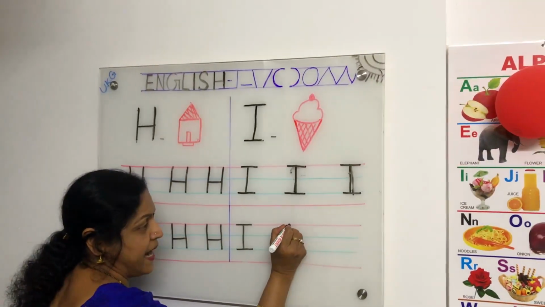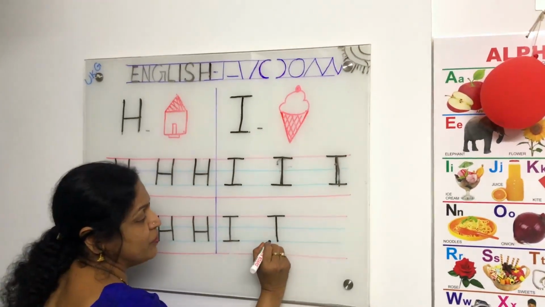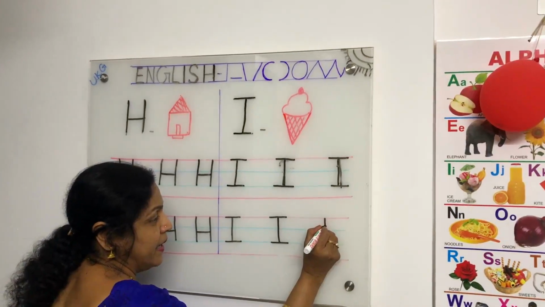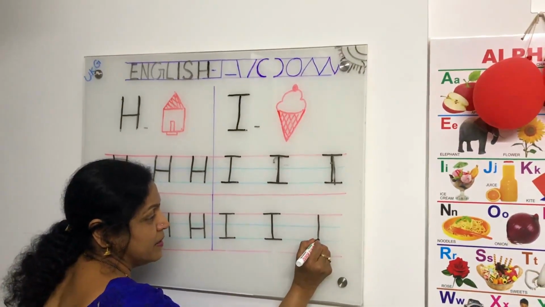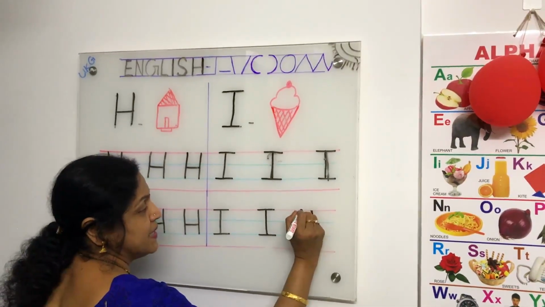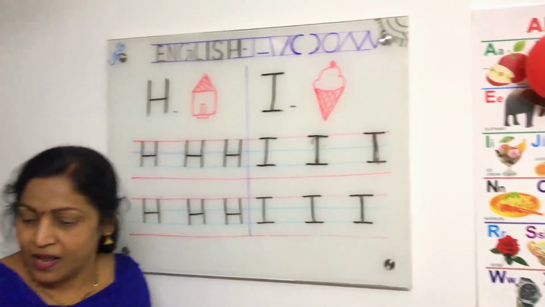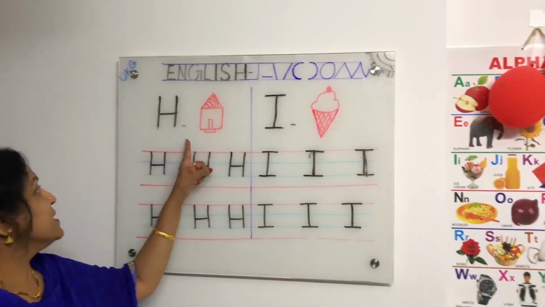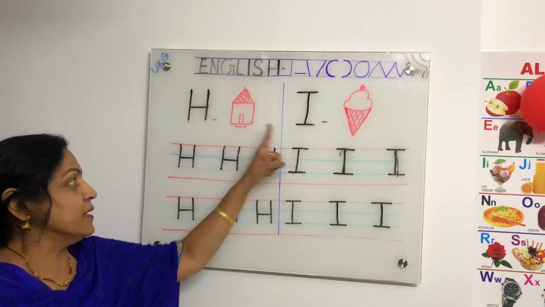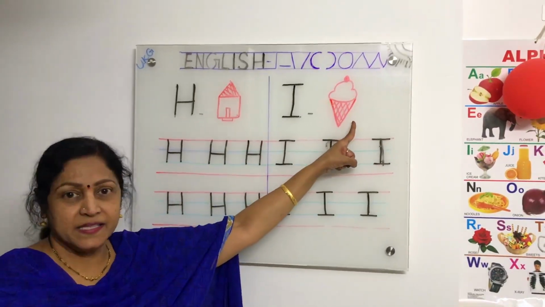Okay. Right. Standing line, small sleeping line, and one more small sleeping line. I, capital I. Again, here, small standing line, sleeping line, and one more sleeping line. That's all. Okay. See, what is this? This is capital H. H for hut. This is capital I. I for ice cream.